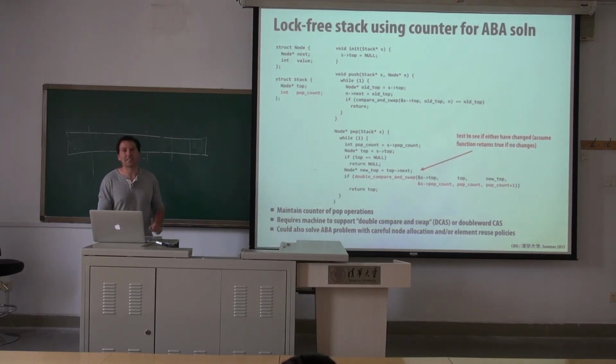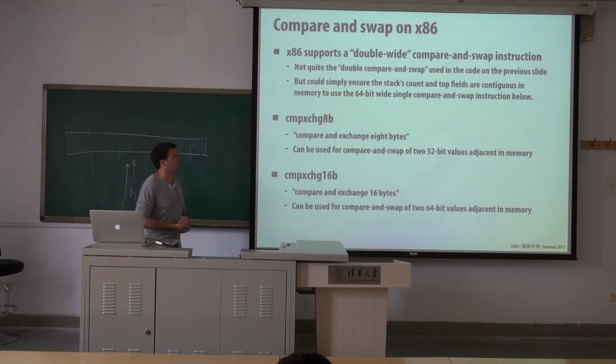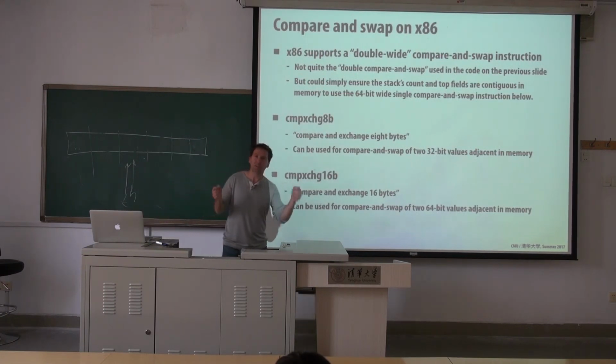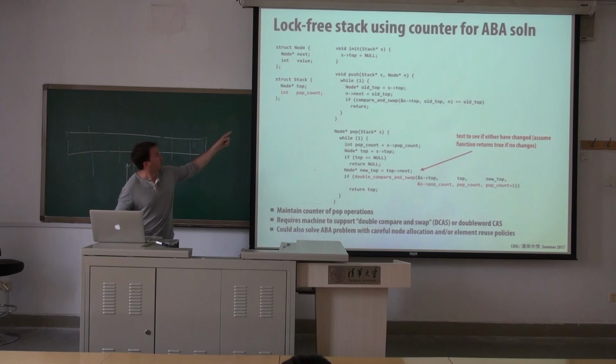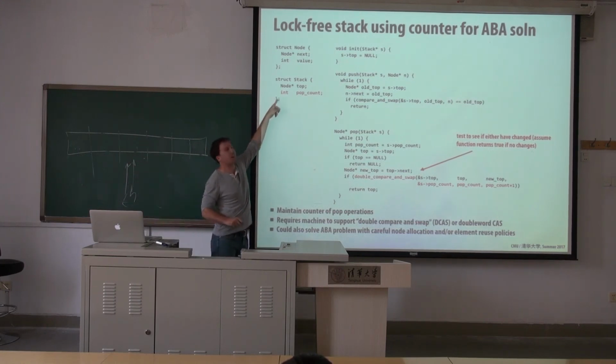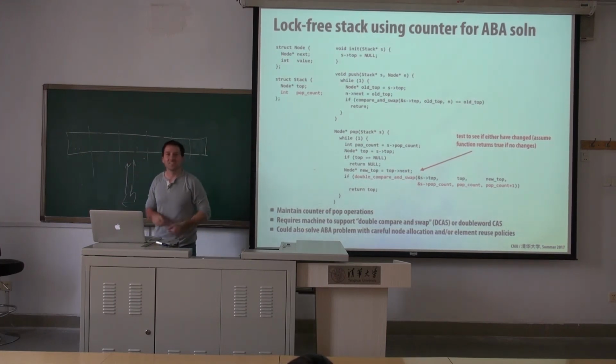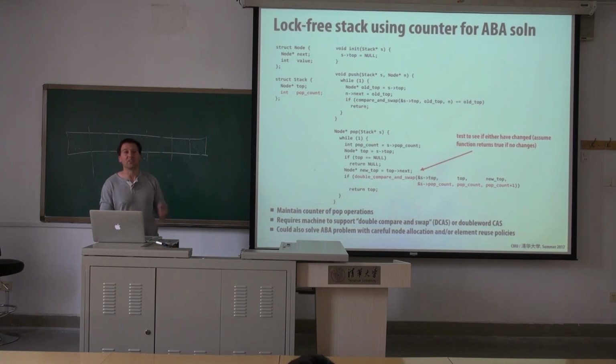Now you're asking for instructions that are just very fancy, and I can't give you that. But what most processors actually have is a regular compare and swap that happens to be on 64 bits. So a common solution is to actually put the pop count and top right next to each other in memory, and you can use a 64-bit compare and swap to swap the two values at once.